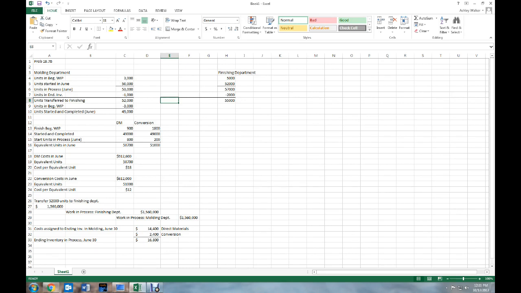So now we need to take our beginning inventory out. Oops, go down one line, sorry. So our units in our beginning inventory, beginning work in process, were, if we go back to our pattern, we had 5,000 in beginning work in process. So that means we had 50,000 units started and completed in June. Okay.